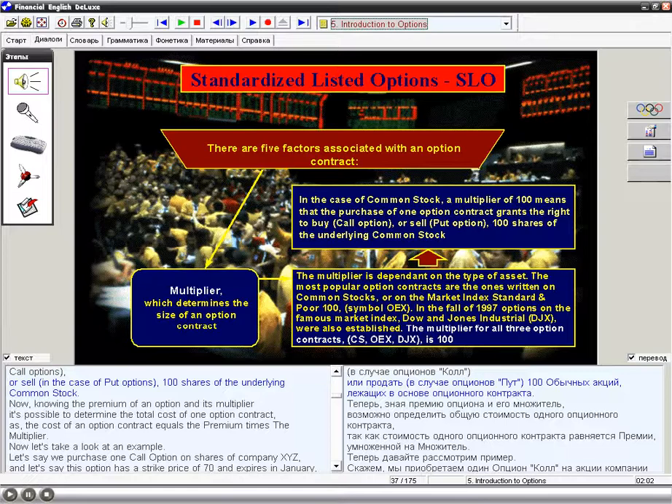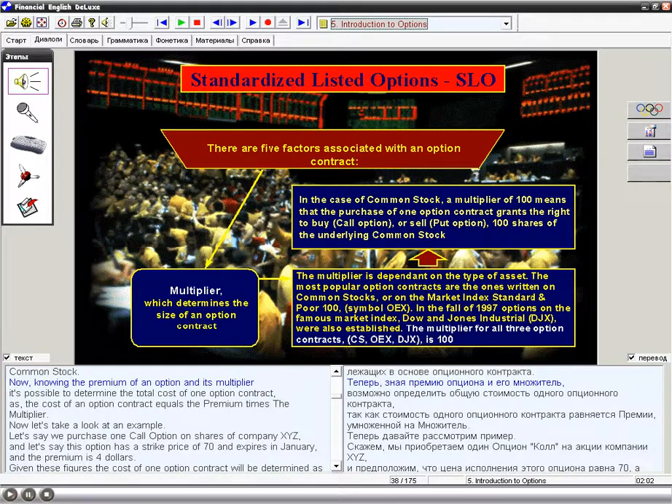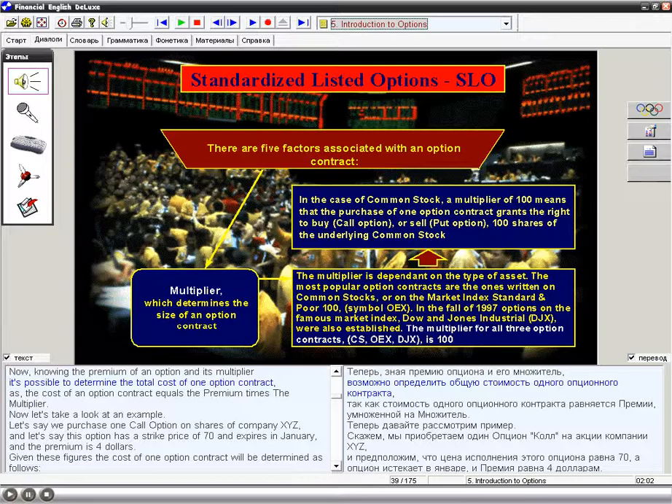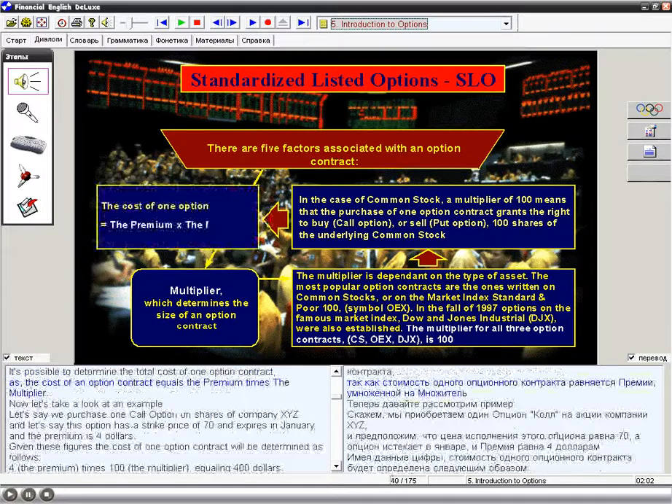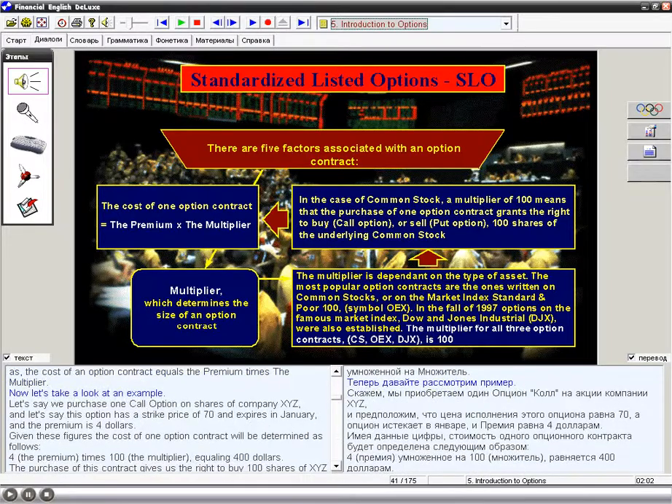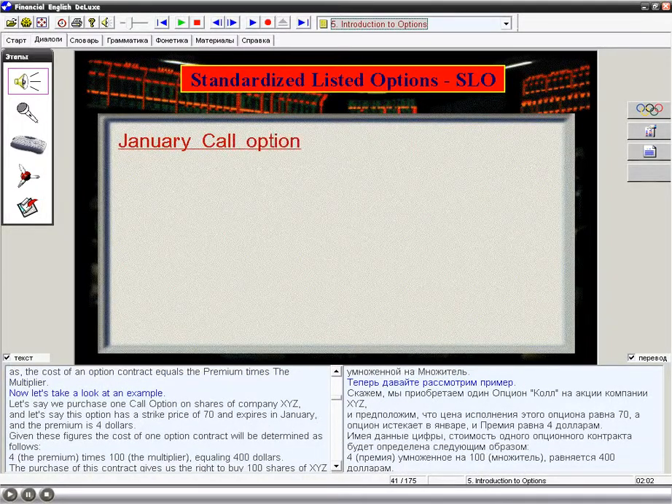the underlying common stock. Now, knowing the premium of an option and its multiplier, it's possible to determine the total cost of one option contract, as the cost of an option contract equals the premium times the multiplier. Now let's take a look at an example.